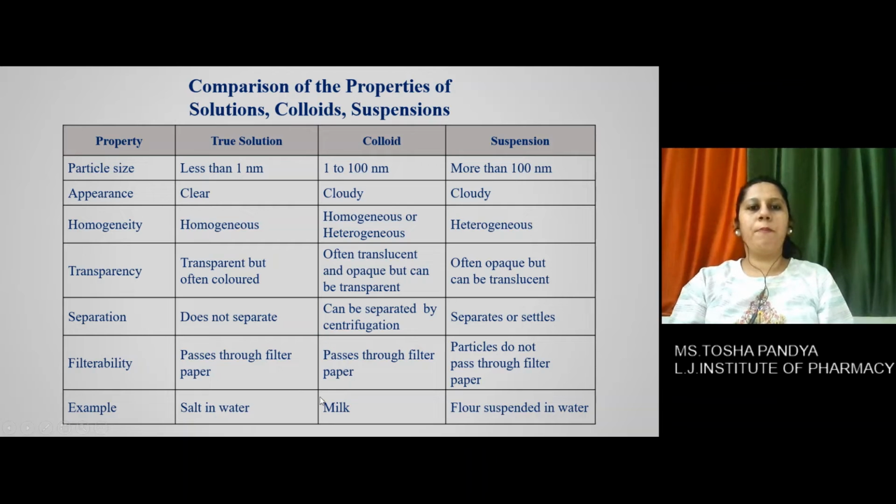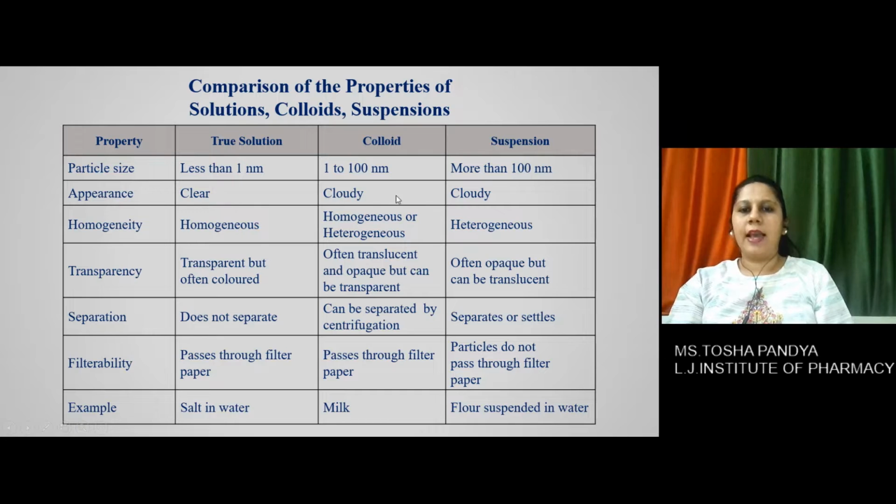Now this is the comparison of true solution, colloids and suspensions. They are classified based on various properties, right? As you can see, particle size. The particle size of colloids ranges between true solutions and suspensions. It is between 1 to 100 nanometers. Appearance is cloudy. It is not clear like the true solutions.